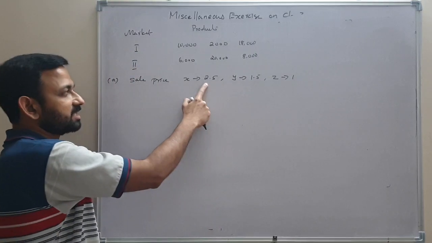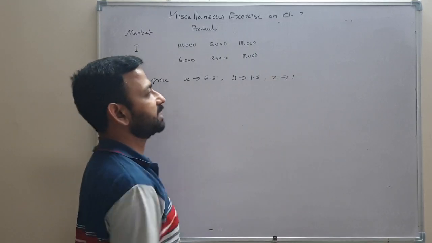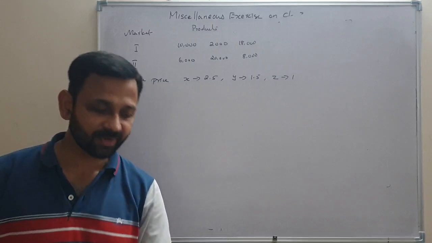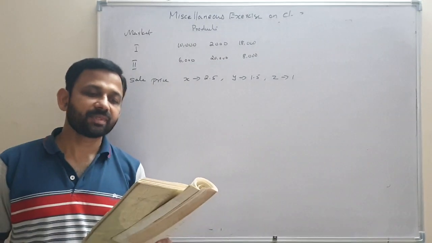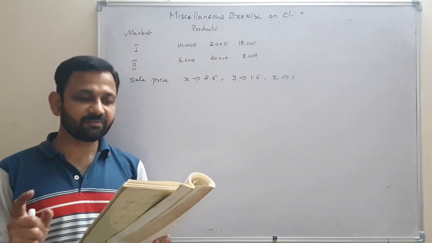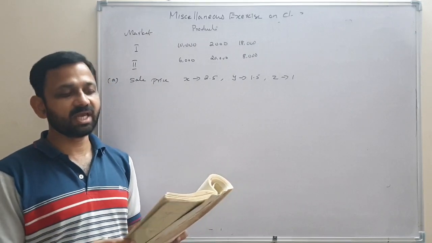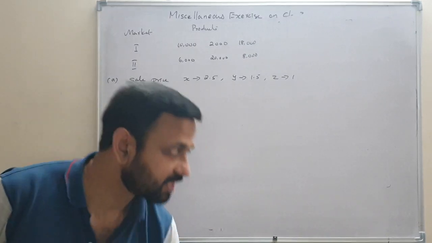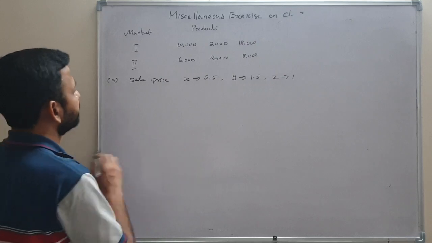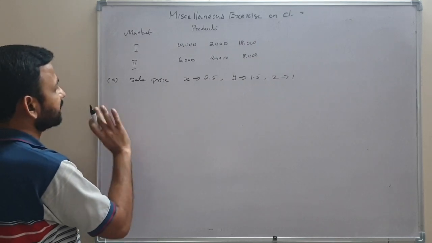And these are the selling prices of product X, product Y and product Z. We need to find the total revenue in each market with the help of matrix algebra. So we need to find the total revenue. Now we are going to find the first part.